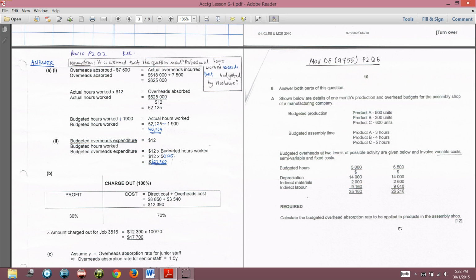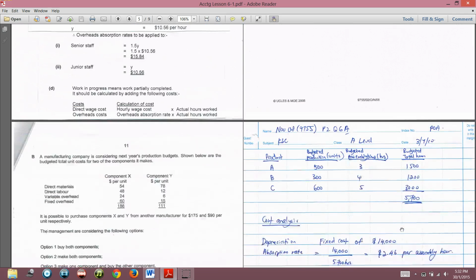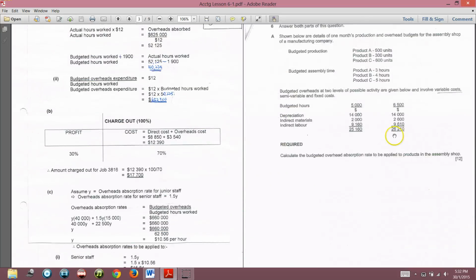So now it's a headache. How are we going to calculate the overhead absorption rate now? I have the question paper with me. So now from what we see, we are trying to analyze all these costs. The budgeted hours are 5,000 and 6,500, but the depreciation is the same.